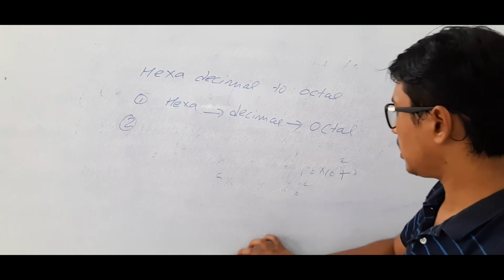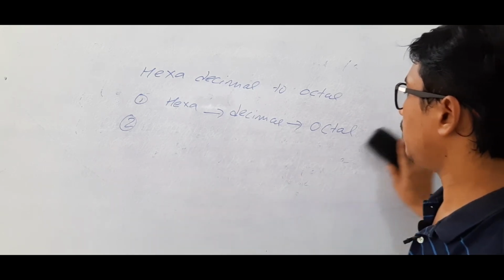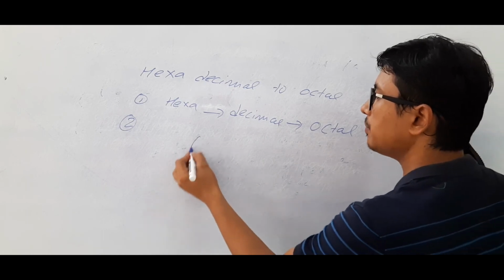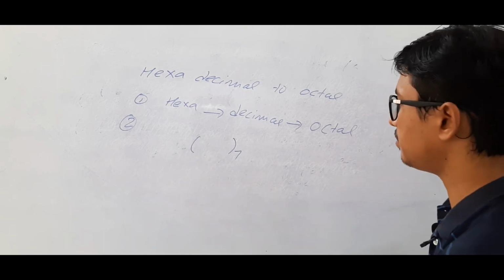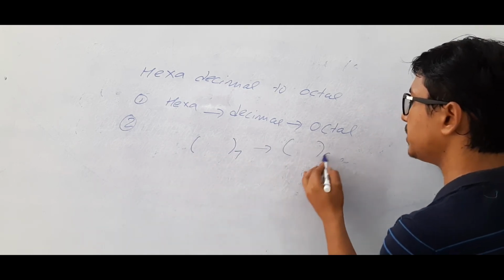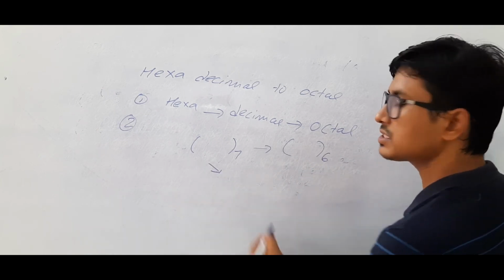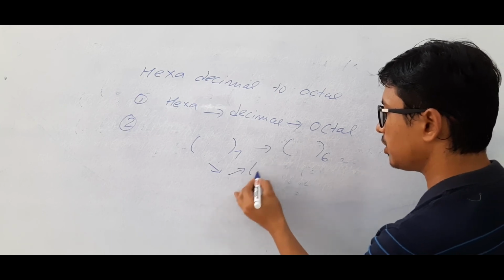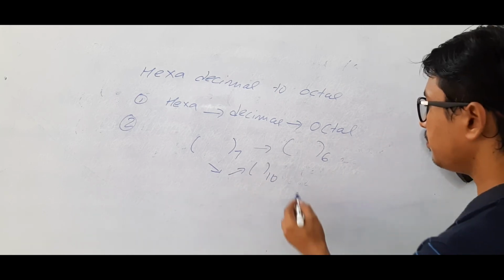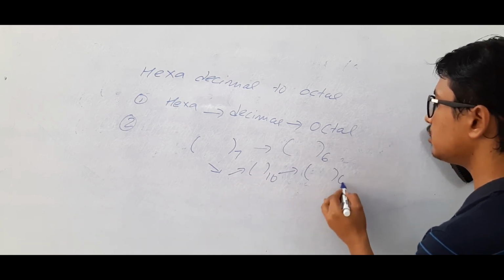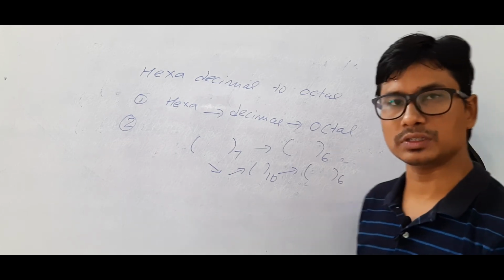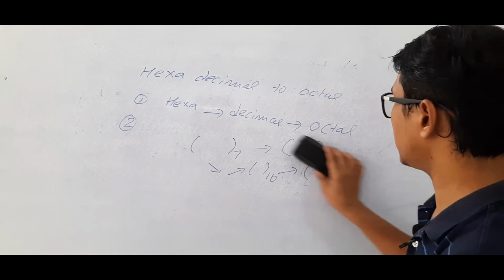Is it clear? Sometimes in the GATE exam they may give you a base 7 number and ask you to convert into base 6 number. How will you do it? First you convert this base 7 number to decimal number, which is base 10. From the base 10 number you convert into base 6. It is a simple process. No need to panic.